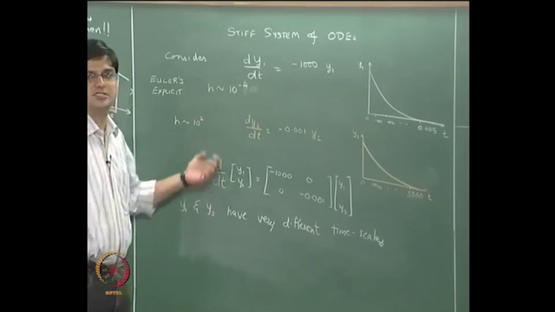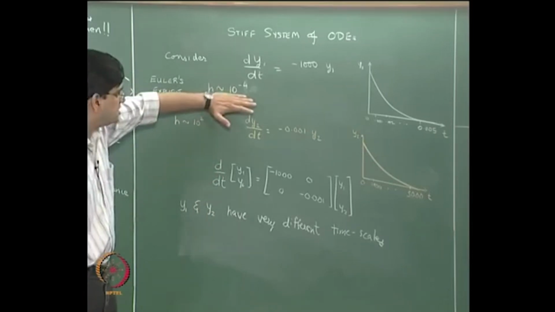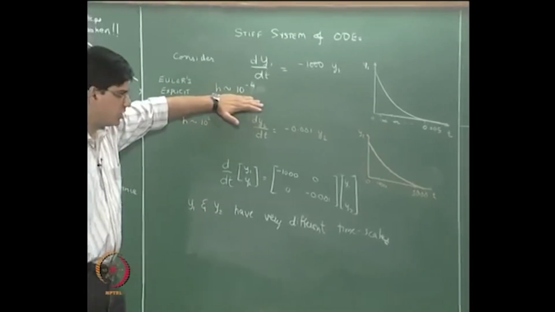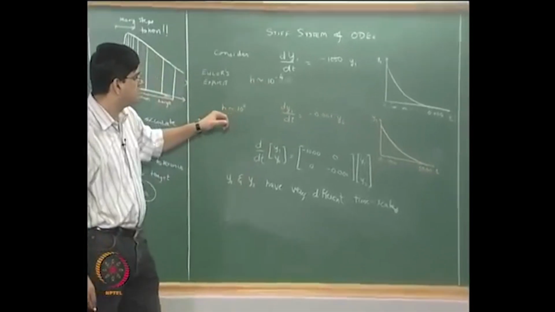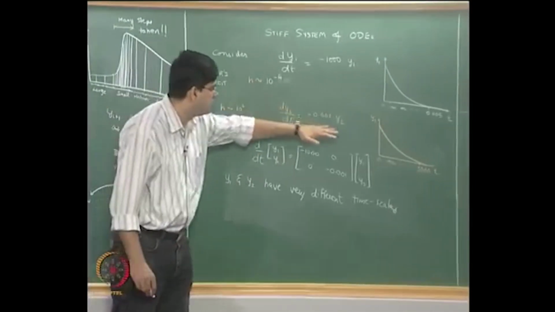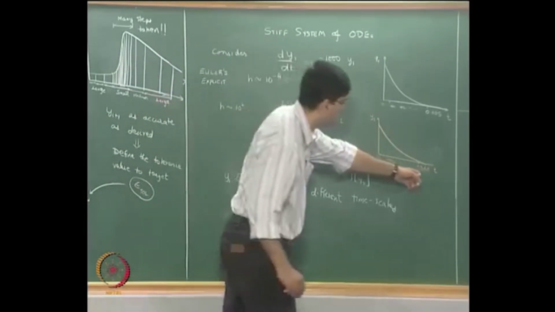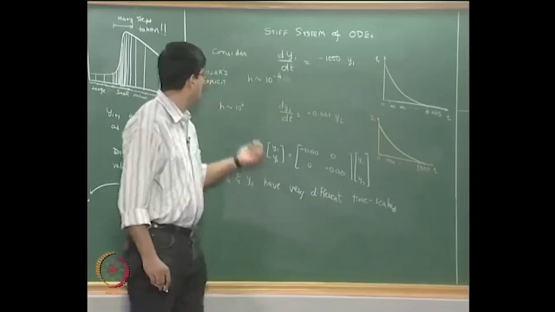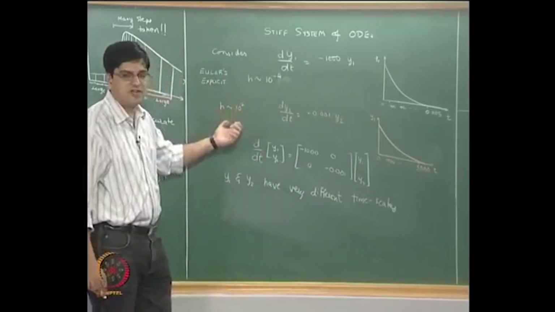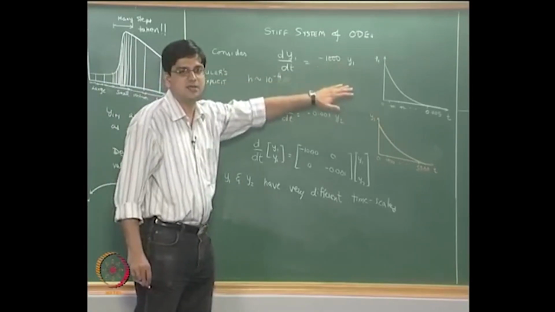Now the question is, what is the value of h we are going to take? If we take the value of h equal to 10 to the power minus 4, okay, we will end up requiring almost 5 million steps in order to reach the solution at time t equal to 5000. If we take h of the order of 10 to the power 2, this particular method is going to go unstable. Okay.